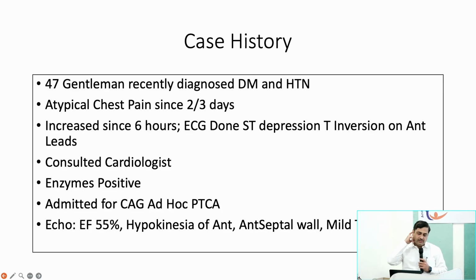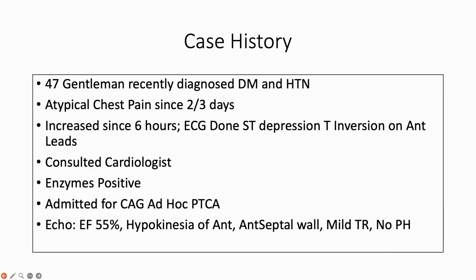He had atypical chest pain, which had increased over the last 6 hours. ECG showed ST depression and T wave inversion in the anterior leads. A cardiologist was consulted, and enzymes were positive. He was admitted for CAG and SOS PTCA. EF was 55%, with hypokinesia in the LAD territory.